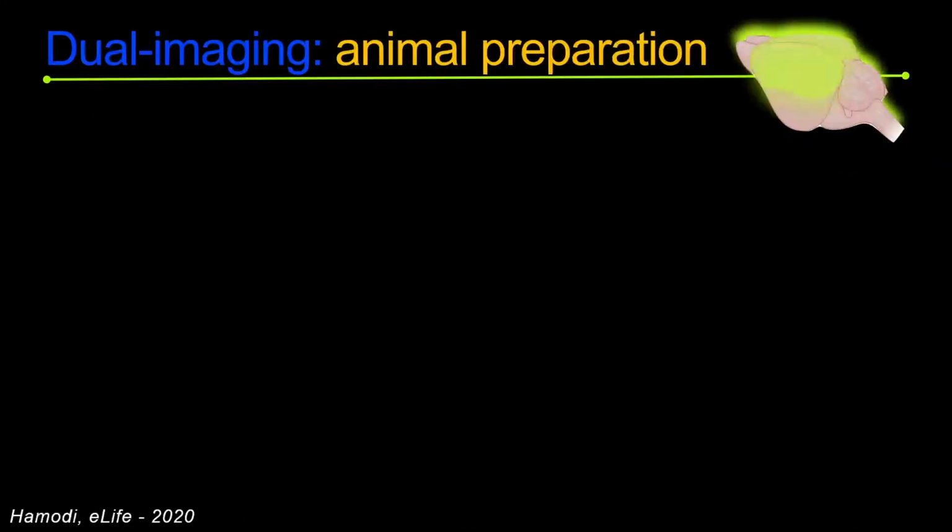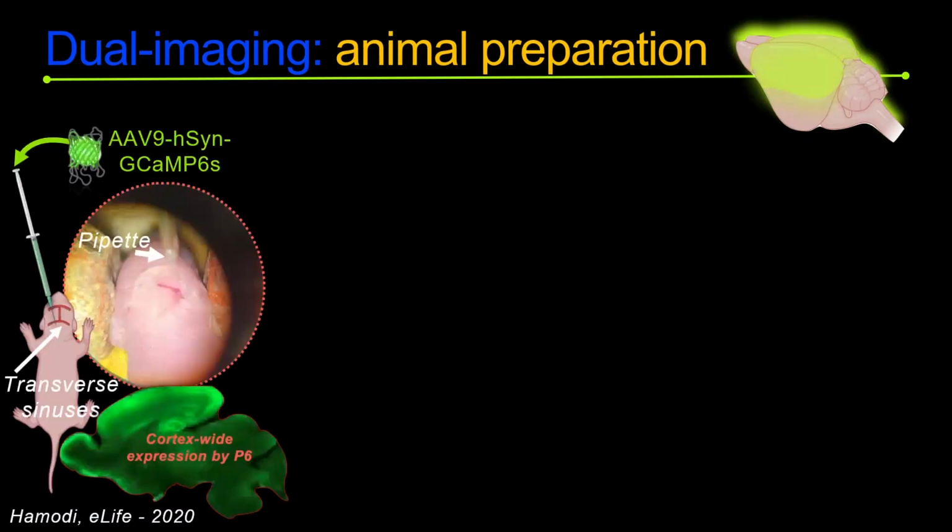Okay, so in order to do our dual imaging system, we need a glowing brain. So we need a brain that expresses a calcium indicator for cell activity. So what we do is we use a novel methodology to introduce this calcium indicator, this fluorophore, in the brain by using a methodology called transverse sinus injections.